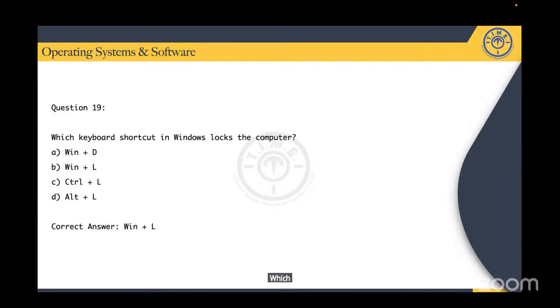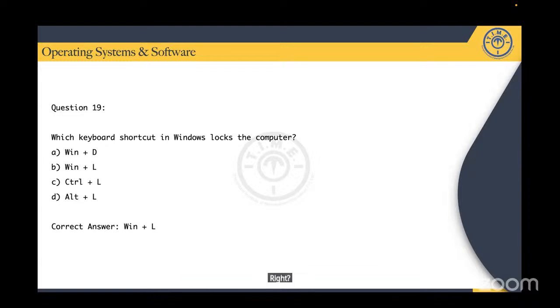Which keyboard shortcut in Windows locks the computer? The correct answer is Windows key plus L. The shortcut is directly related to system security. Windows plus L locks the system instantly. Commonly used in offices to prevent unauthorized access, right?